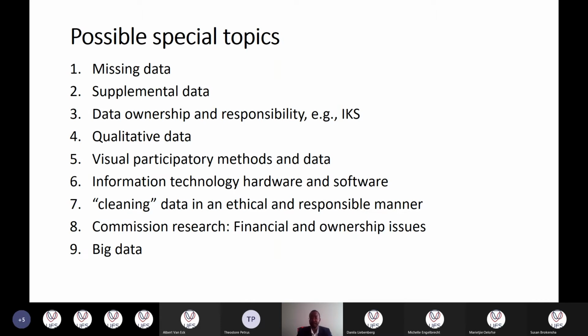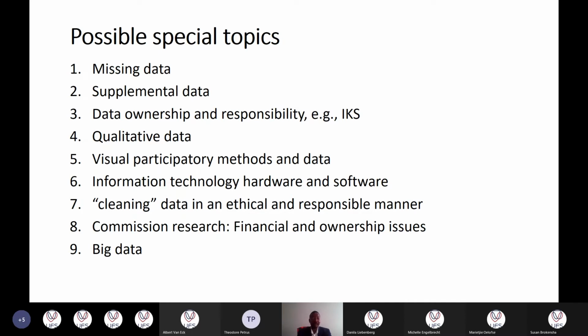The issue of informational technology, hardware and software, this increasing advancement of this. Some companies have become really smart and started making these open source, so we can simply get on the net and start using programs such as R and others, but others continue to charge a lot of money for these technology software. The critical issue of cleaning data in an ethical and responsible manner is also critically important.